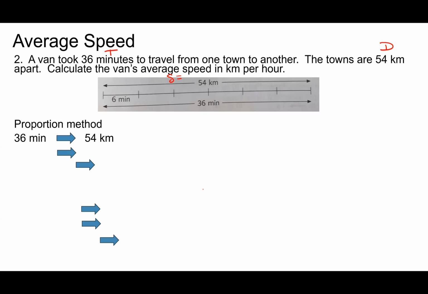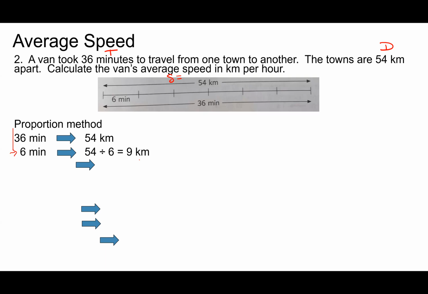There's no direct whole number multiplier for 36 to get to 60, right guys? But if we divide 36 by 6 and 54 by 6 and take it down to 6 minutes, now can we get to 60 really easily? Okay, so I divided both sides by 6. I divided 54 by 6 and I got 9 kilometers. Now what do I need to do to get to 1 hour? Times it by 60. Why would I times it by 60?